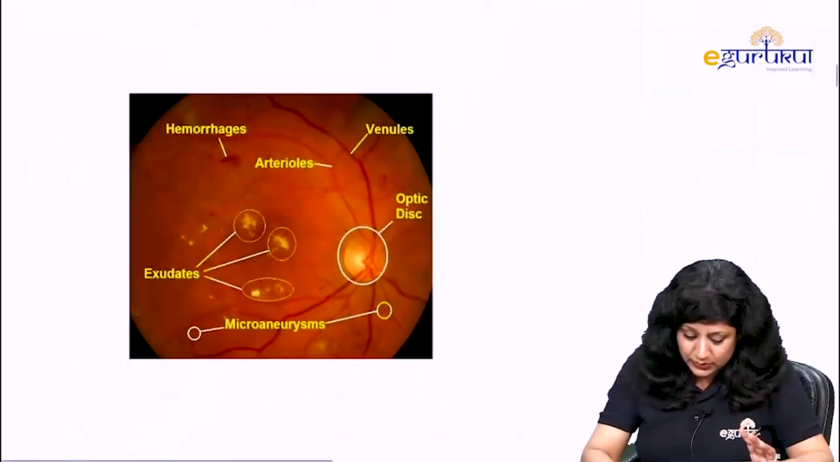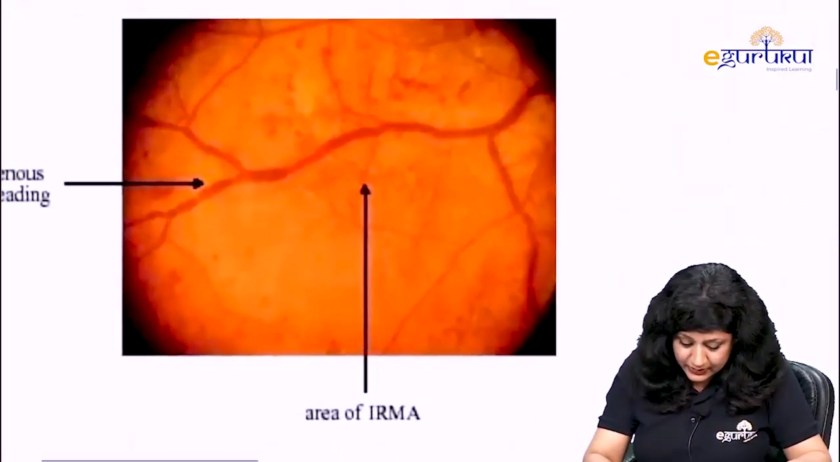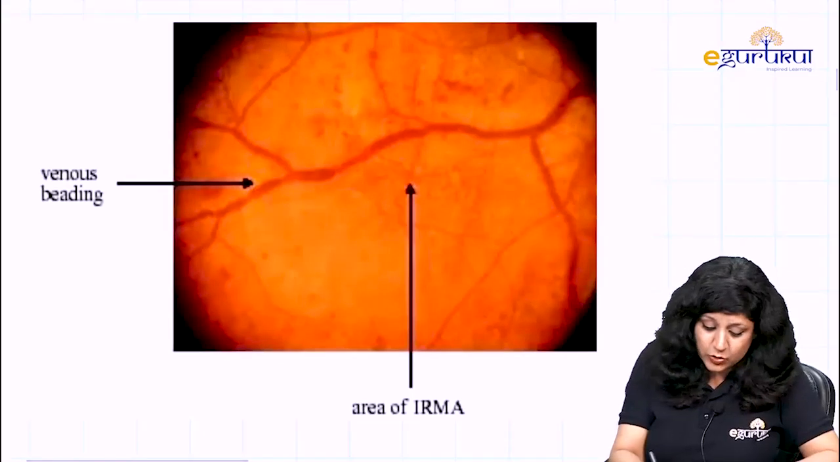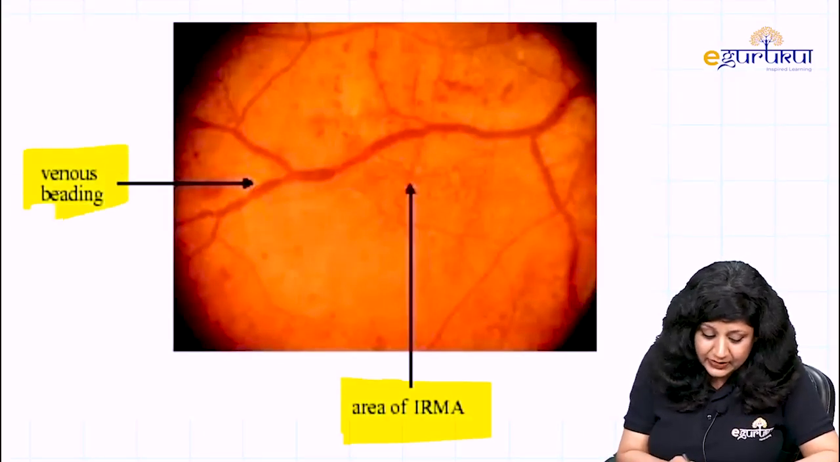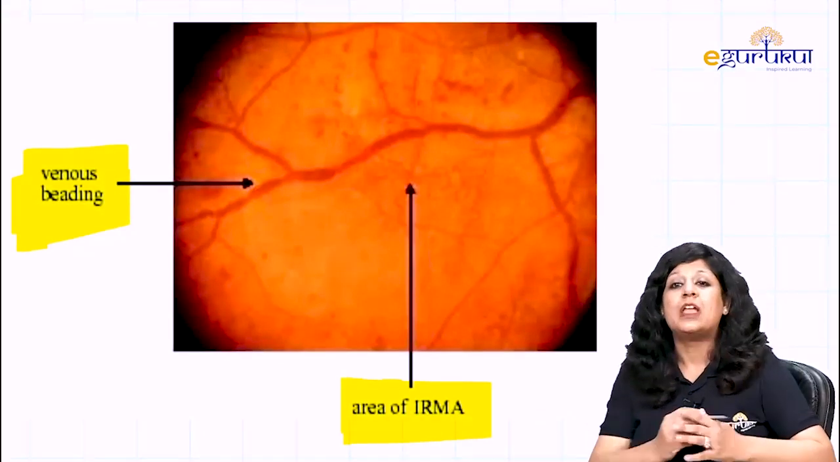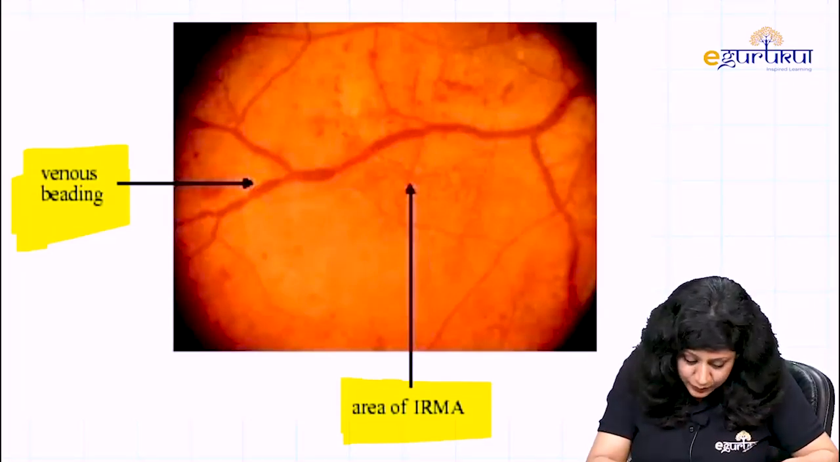Okay, now let us see here. This is an image which is showing you two things. One is the edema and another is your venous beading. Now what is actually beaded? Can you see here we have a beaded structure that is present in the vein. This is clear cut called the venous beading.